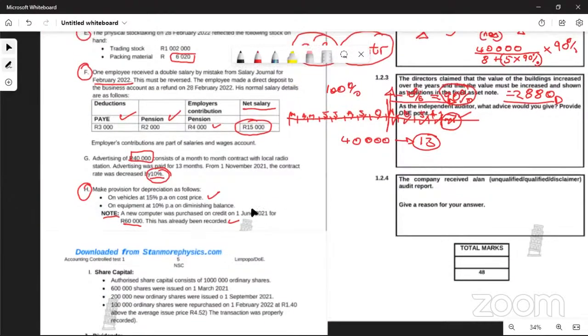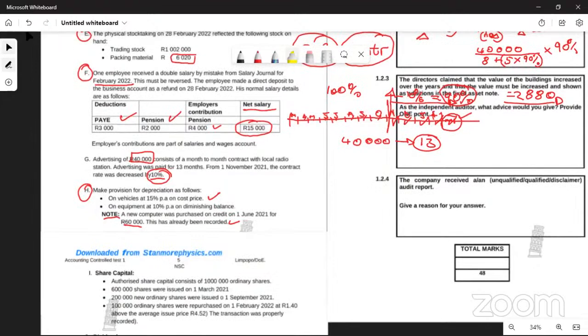So it was purchased when? It's very important, the date, guys. Take note of the 1st of June. So it's really for how many months? You start from June and count up to February. It's March, April, May, June. The 1st of June. So it's really 1, 2, 3, 4, 5, 6, 7, 8, 9, 10.